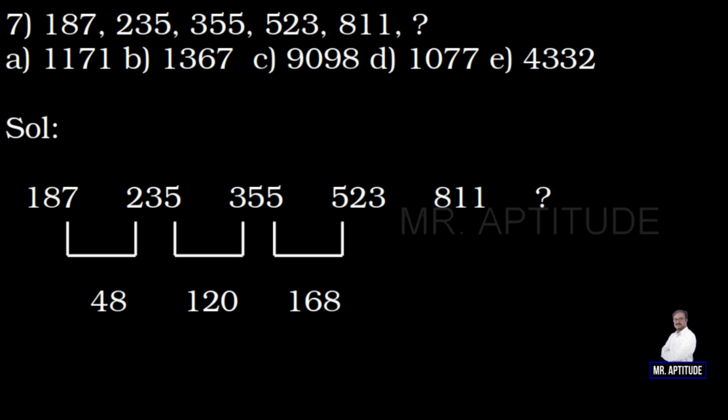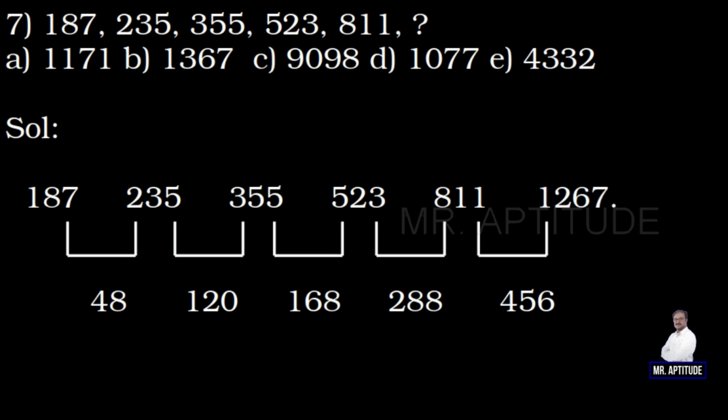If you observe these numbers 48, 120 and 168, 48 plus 120 gives you 168. 120 plus 168 gives you 288. In the same way, 168 plus 288 gives you 456. So 811 plus 456 gives you 1267, which is not present in your options. As your trial fails, we have to move on to another trial.